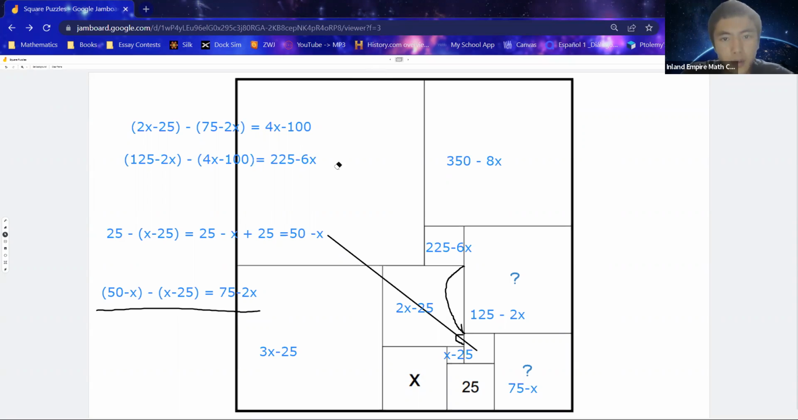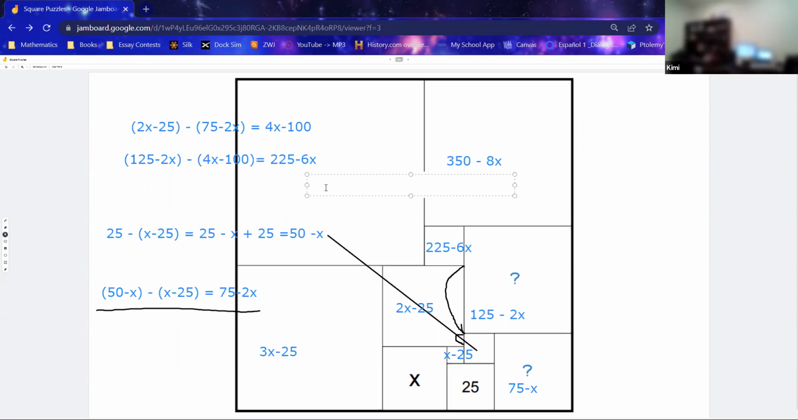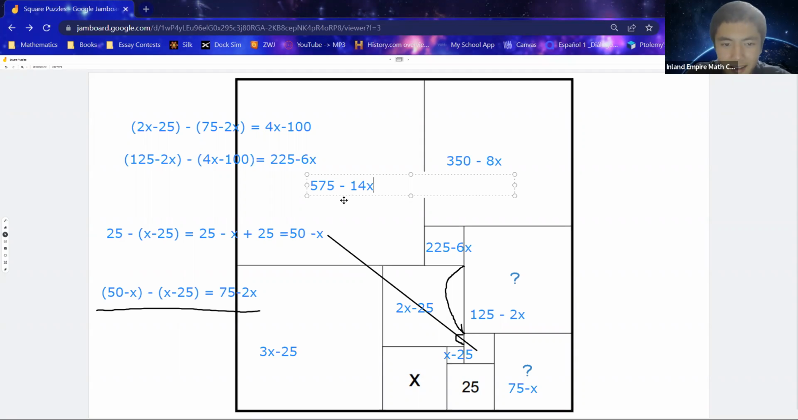All right, finally, what is the last square? 500x. Not quite, but you're pretty close. I'm probably off by like 9 x's. It's actually 14 x's, but yeah, it's 14 x's and 575. Okay. Right, so we end up getting this.